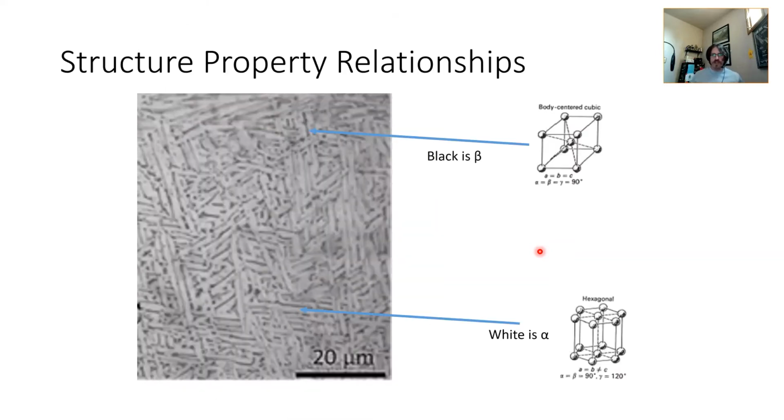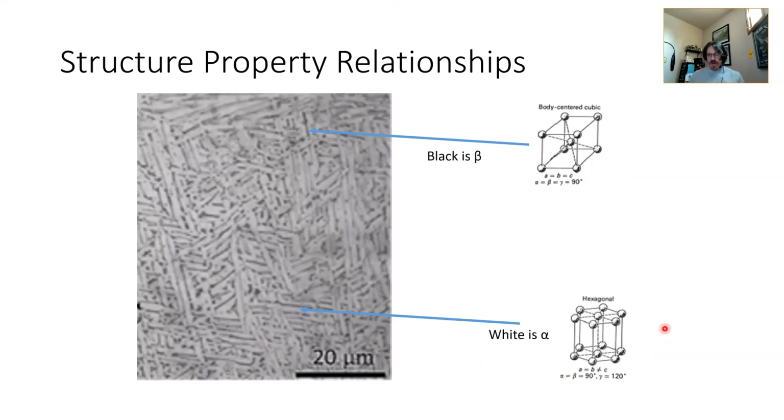Structure property relationships, I kind of wanted to throw this in here. This is 6,4 titanium, one of my favorite alloys. The black phase, so again using contrast to interpret our results, if you will, is beta, which is body-centered cubic. The white phase is alpha, which is hexagonal close-packed.